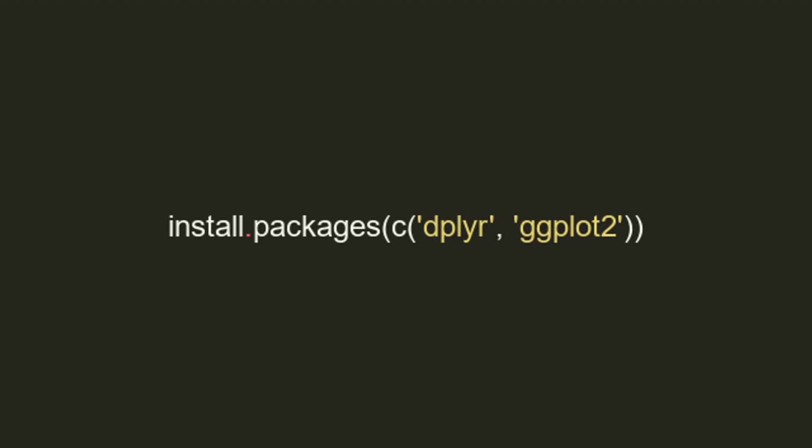To install multiple packages at once, you can use the install.packages function with a vector of package names as its argument. Here, install.packages(c(dplyr, ggplot2)) installs both dplyr and ggplot2 at once.